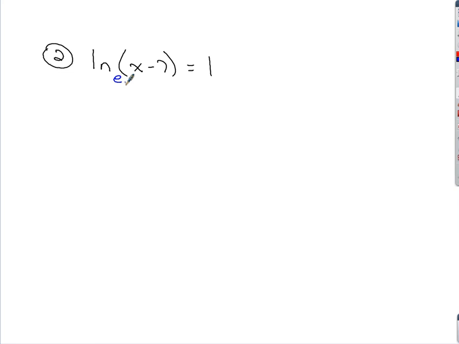It's a logarithmic equation, so I want the logarithm by itself. I've got it by itself. So now I ride the merry-go-round, so to speak. I change this over to the exponential form. I'm taking e, I'm raising it to a power 1, setting that equal to x minus 7.